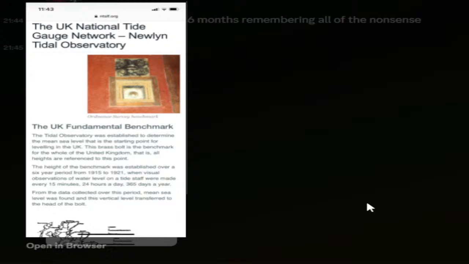The tidal observatory was established to determine the mean sea level, that is, the starting point for levelling in the UK. This brass bolt is the benchmark for the whole of the United Kingdom. That is, all heights are referenced to this point. The height of the benchmark was established over a 6-year period from 1915 to 1921, when visual observations of water level on a tide staff were made every 15 minutes, 24 hours a day, 365 days a year. From the data collected over this period, mean sea level was found, and this vertical level transferred to the head of this bolt.